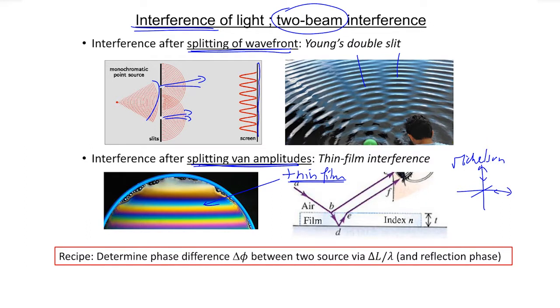In all these cases, the recipe to calculate how much interference you have is relatively simple. All you have to do is calculate the phase difference, delta phi, between the two sources. And that phase difference depends on the path length difference compared to lambda, and then always with a 2 pi in there to go from oscillations to phases. And for reflection from films, you always have to think about the sign of the reflection, whether the reflection from the top and the bottom surface are naturally in or out of phase.